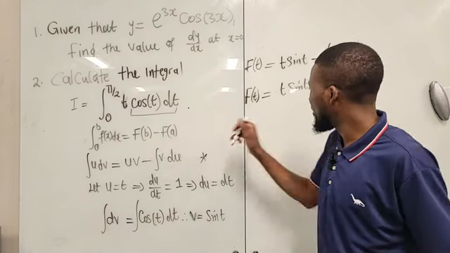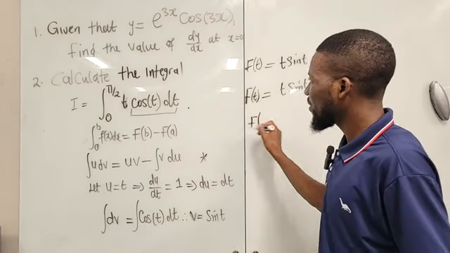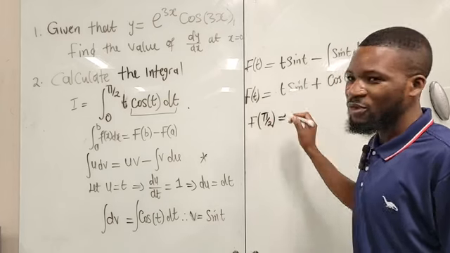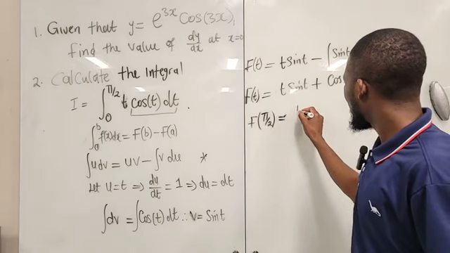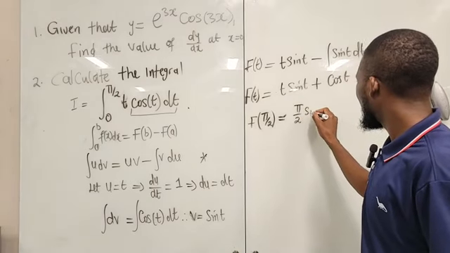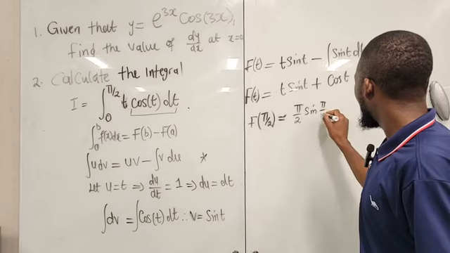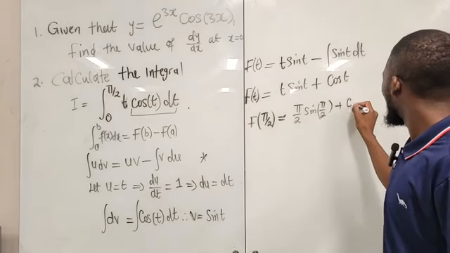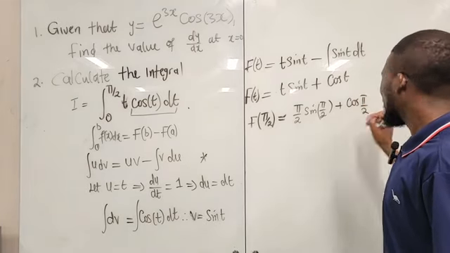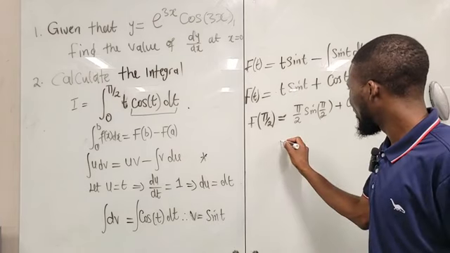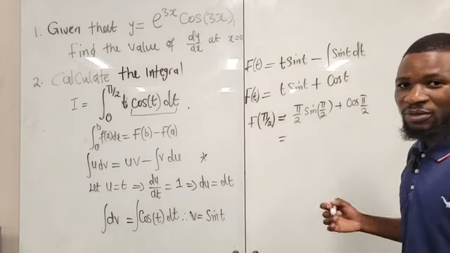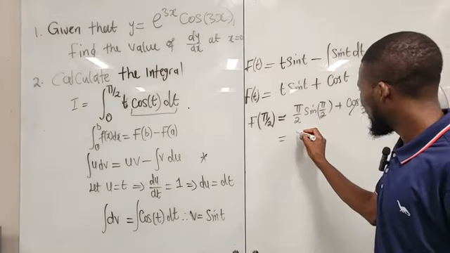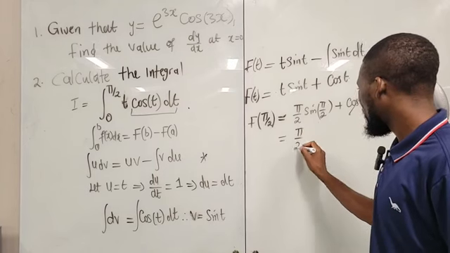So what is F of b? That is capital F evaluated at pi over 2. This is equal to pi over 2 sine pi over 2, then plus cos pi over 2. If you use your integral table, you realize that sine pi over 2 gives you 1 and cos pi over 2 gives you 0. So everything here is pi over 2.